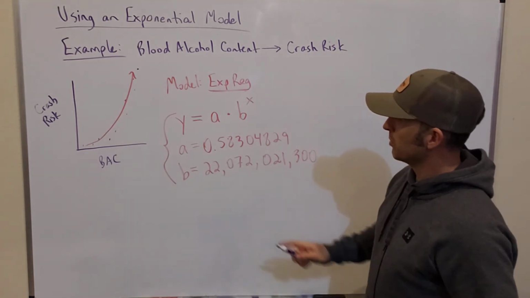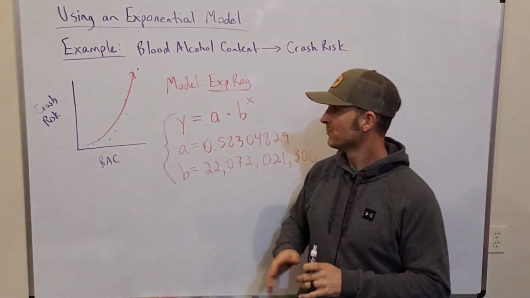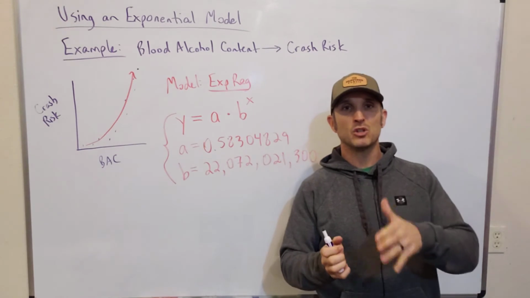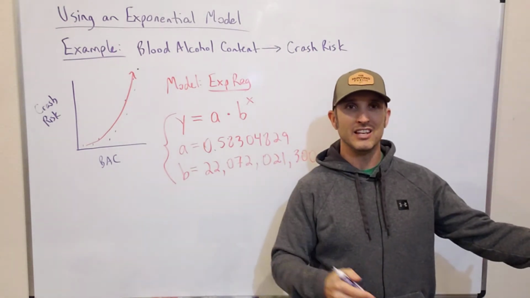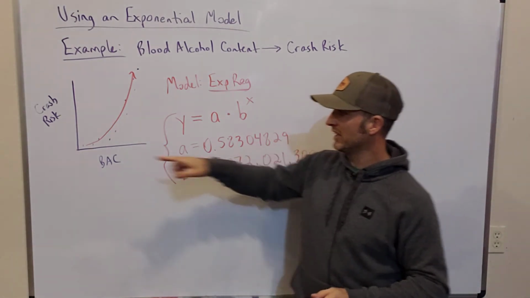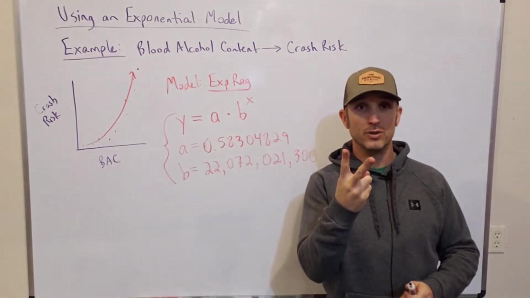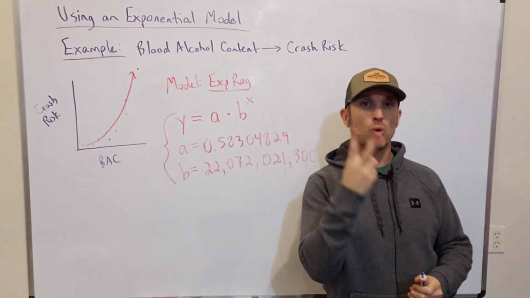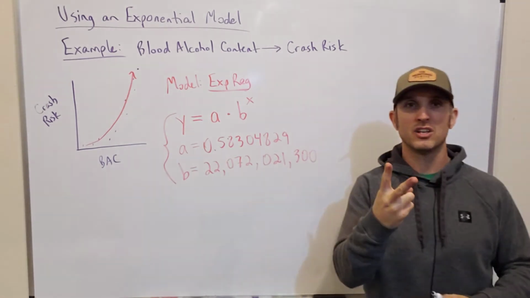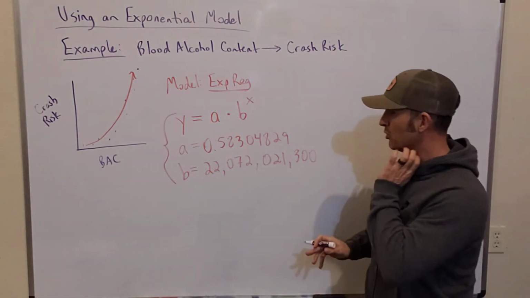So let's talk more about what the crash risk means. When we say crash risk, in this particular case, what it means is how many more times likely you are to crash than if you had 0 blood alcohol content. So if you plug in a blood alcohol content into this function, and it outputs 2, then that means that person is twice as likely to crash than if they had a 0 blood alcohol content. We'll explore that more as we go on.